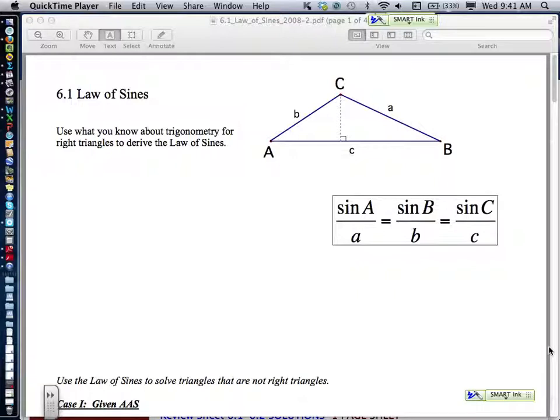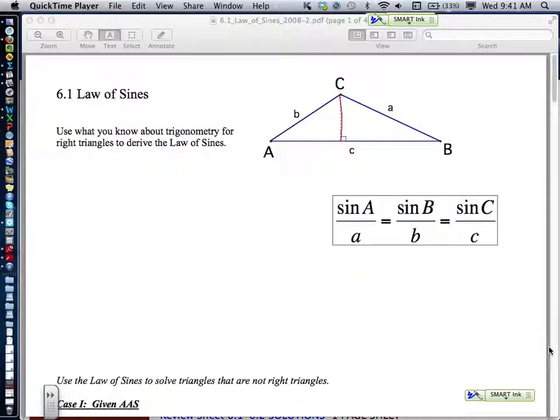So you have here a triangle ABC. None of the angles are right angles. They're all just random angles. They could be acute, they could be obtuse. If we drop a perpendicular in that triangle, then we've essentially created a right triangle, and now we can apply right triangle trig to this triangle to develop a new rule called the law of sines.